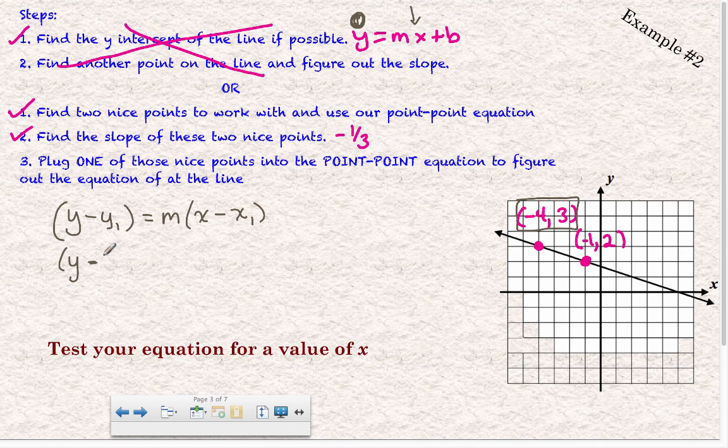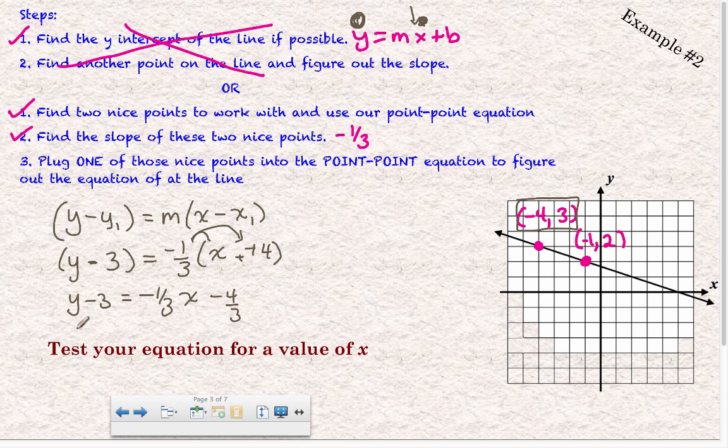In for y, I'm going to put 3. The slope was -1/3. X, representing this x right here, minus the x value, which was -4. If I clean this all up, -1/3 times x is -1/3 x. Clean that up right there, and let's see, a negative makes that a positive, so that's -4/3 when I multiply it out.